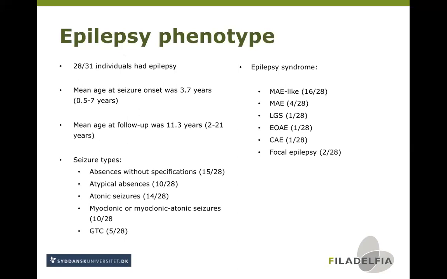So then we tried to look at whether we could define the epilepsy syndrome. We found that in 16 they have these MAE features, but didn't quite fit the definition. And then 4 had a real MAE diagnosis according to the criteria. Then there were just a few with Lennox-Gastaut, early onset absence epilepsy, or childhood absence epilepsy, and 2 had focal epilepsy.